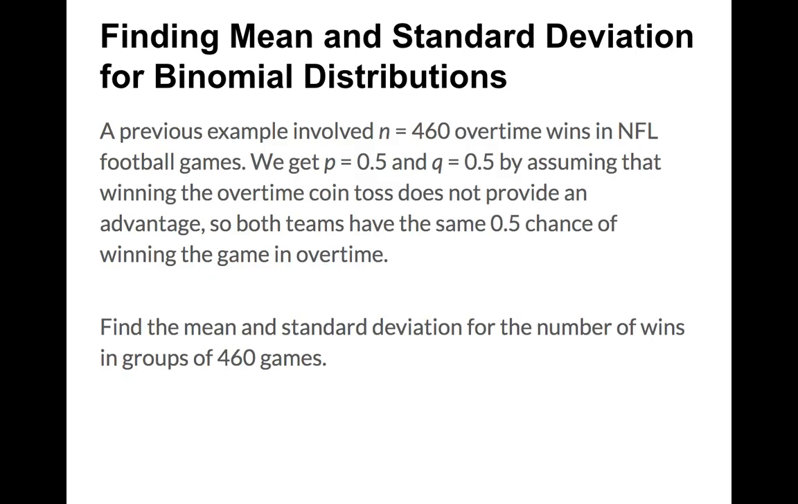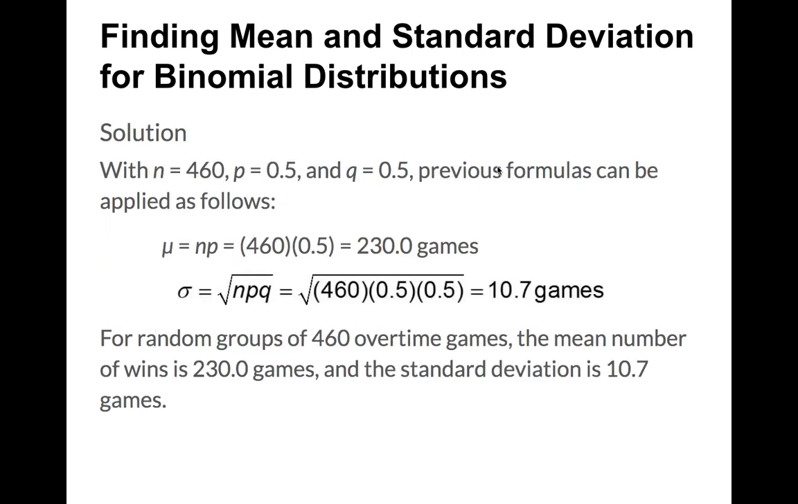Okay? So in 460 overtime games, if we make our assumption that the overtime coin toss is fair, so in other words, probability of success is 0.5, probability of failure is 0.5, we can find our mean and standard deviation. The mean, n times p, is simply 460 times 0.5, which is 230 games. So that means that the expected value, if the overtime rules are fair, in 460 games, is that 230 of them would be won by whoever won the coin toss.